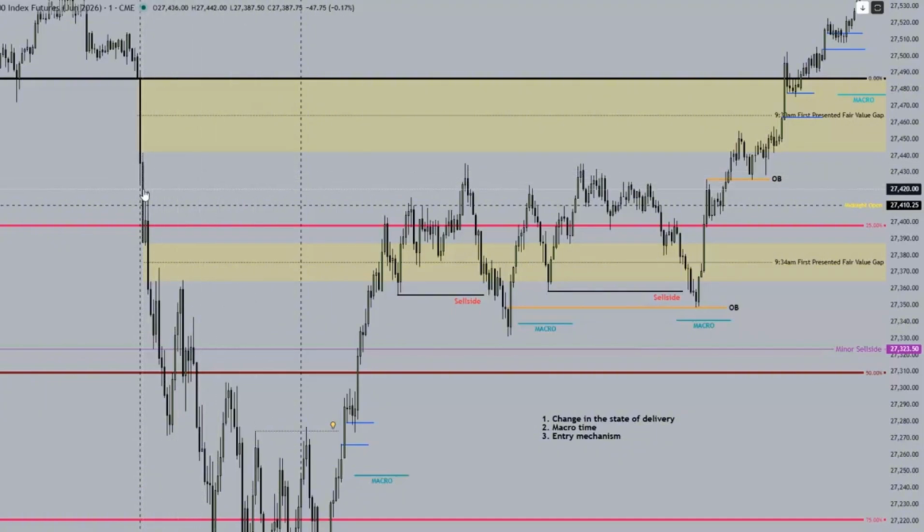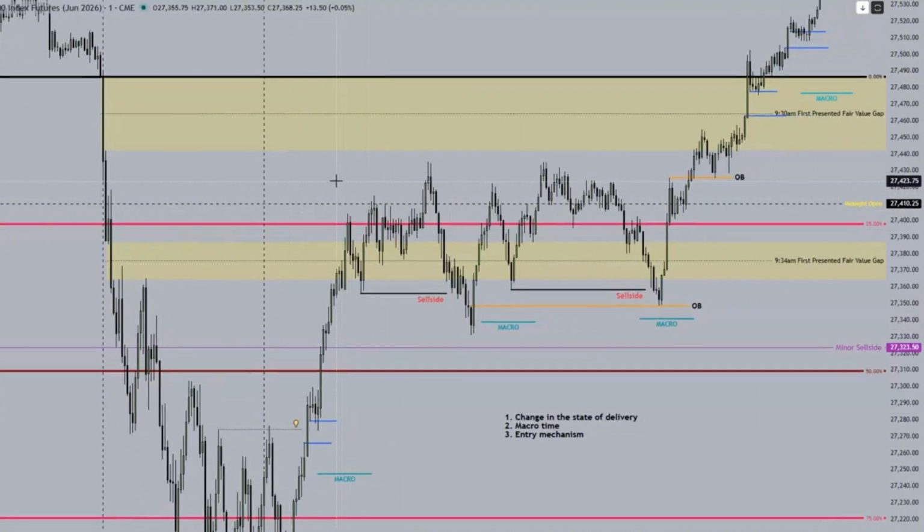Now you might be wondering why not use this gap here then? And that is simply because this gap is only 6.75 handles and is not the 10 handle minimum. That is a rule that we like to look for. So if we go look at the 9:33 fair value gap, it is 21.75 handles and does qualify for a potential first presented fair value gap. So it really didn't matter which of these you choose.